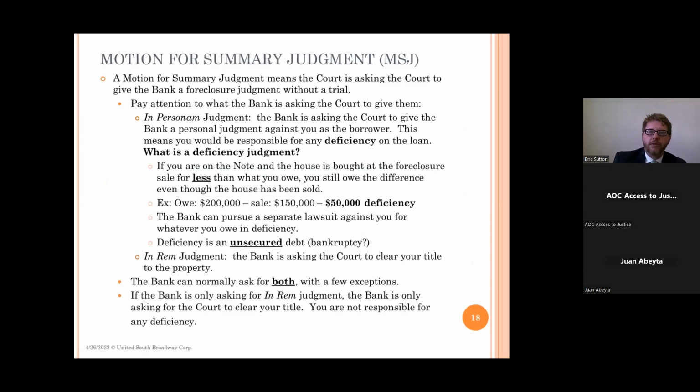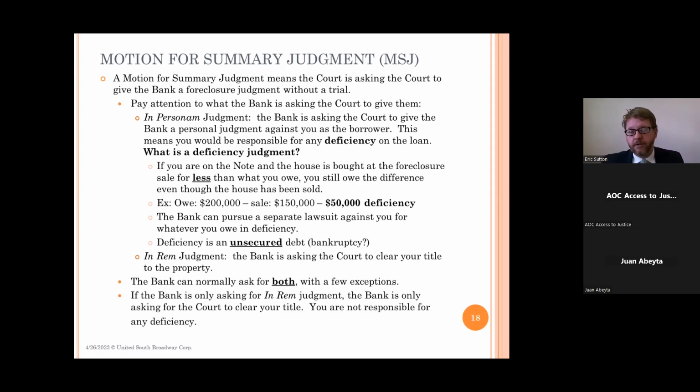Okay, so let's say mediation doesn't work out, or loss mitigation doesn't work out. The parties aren't able to come to an agreement. The bank doesn't want to modify the loan, the borrower can't reinstate but doesn't want to leave the house or sell it. The bank will then move forward, assuming that the borrower has filed an answer, with a motion for summary judgment. That is where they're asking the court to say you win the case.